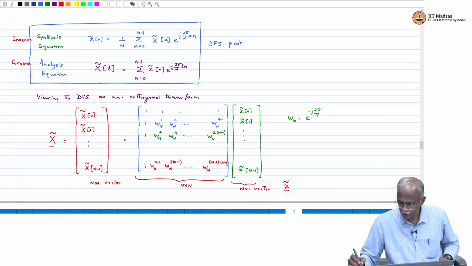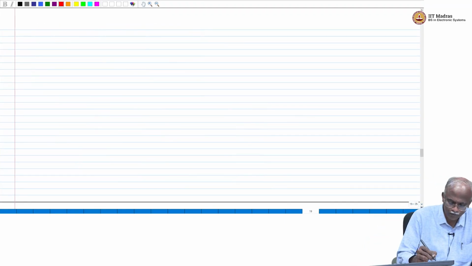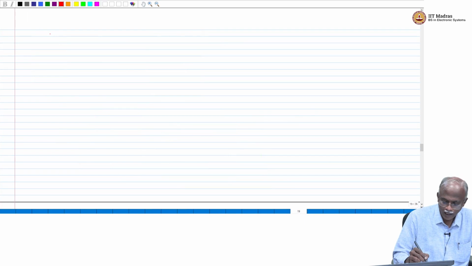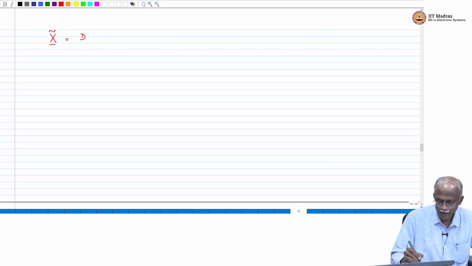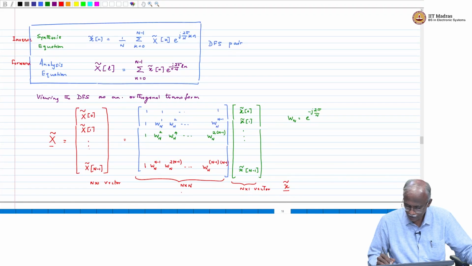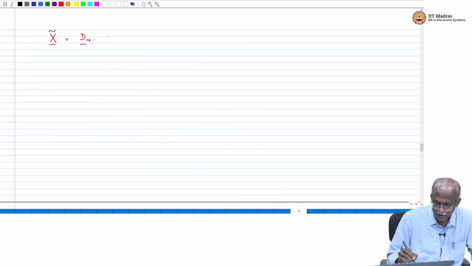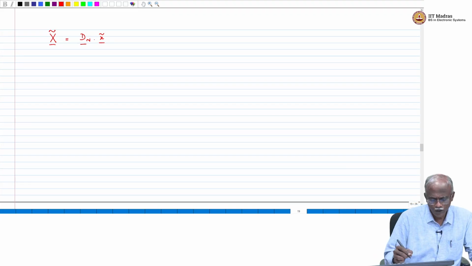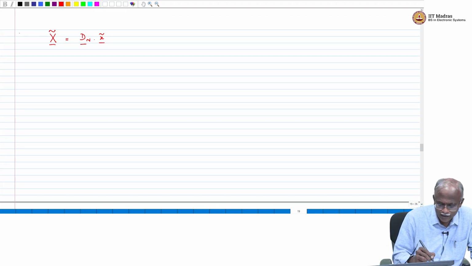Now if you were to write this down in a compact form, this is how it would be. Uppercase x tilde equals a matrix which has dimension n cross n. We're going to call it d subscript n, times the vector lowercase x tilde. This is the analysis equation. So we've developed a very compact representation of the analysis equation.